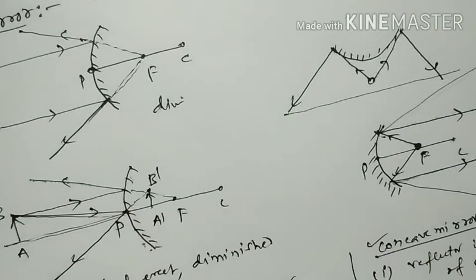So up to this we have completed ray diagrams, ray rules and definitions regarding spherical mirrors. The remaining part we can see in the next class.